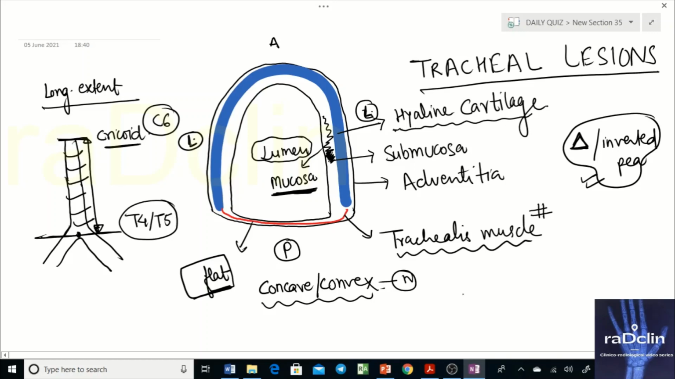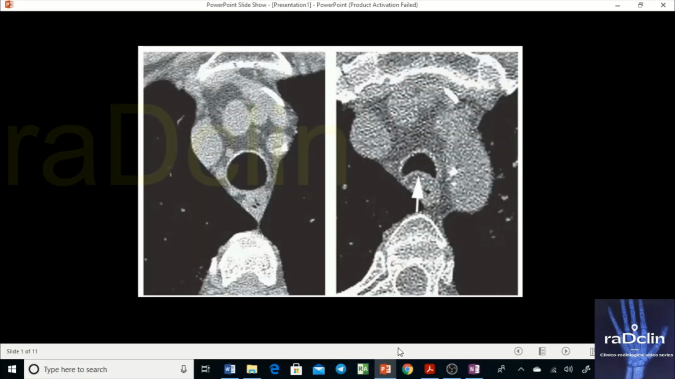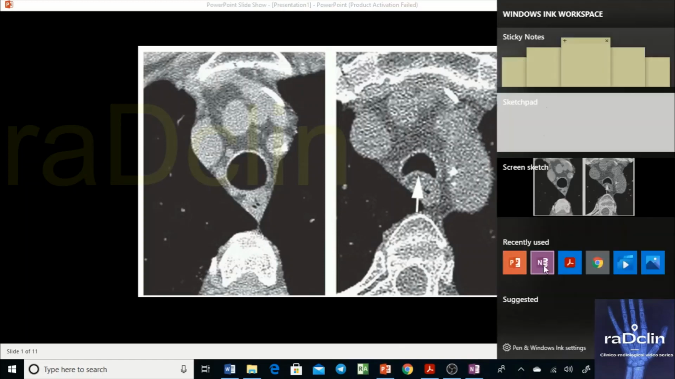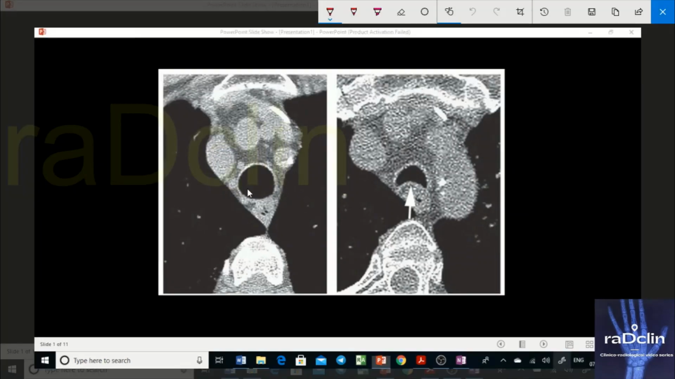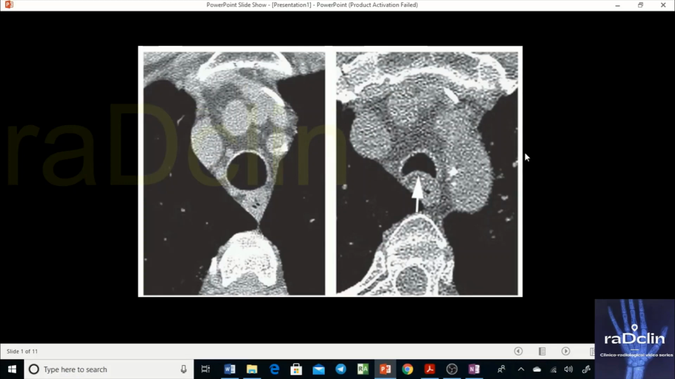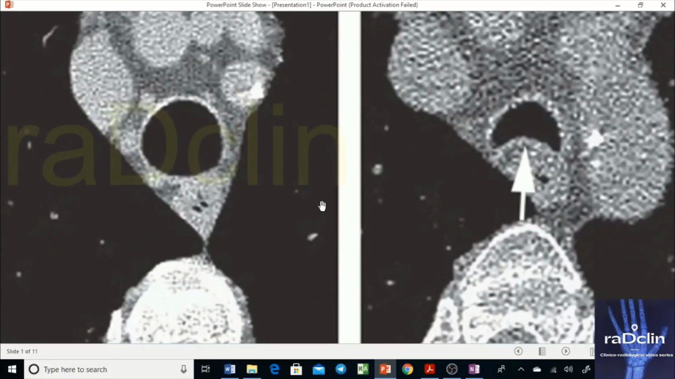Yes, see this image. Now in this image you can clearly see this is the normal trachea on the left. And if you see this trachea closely, I'll zoom it for you.